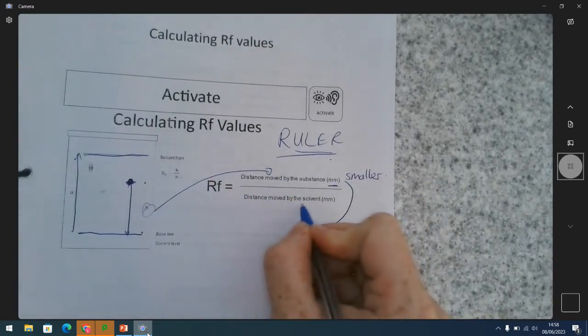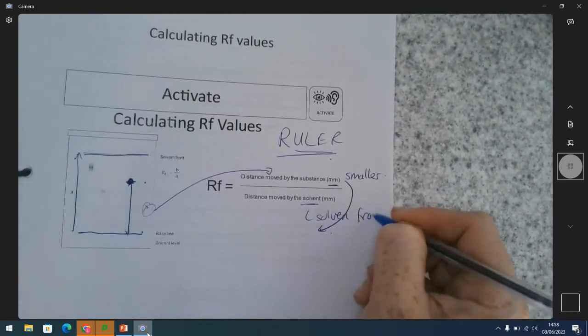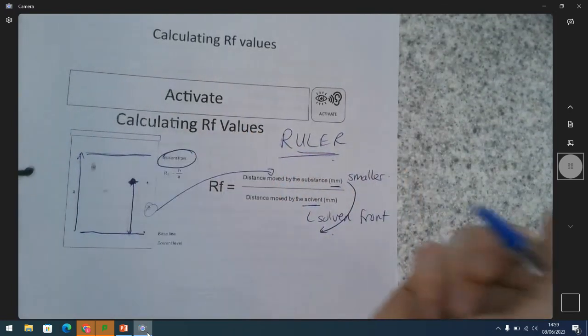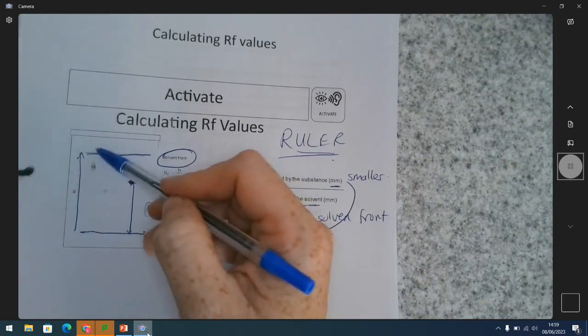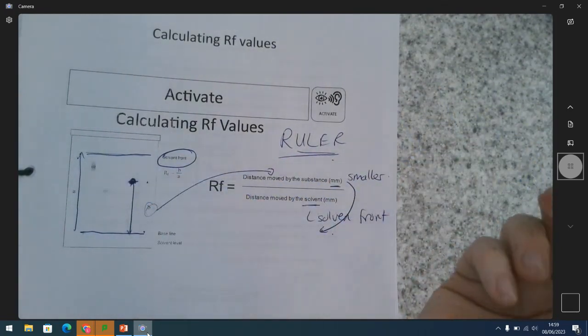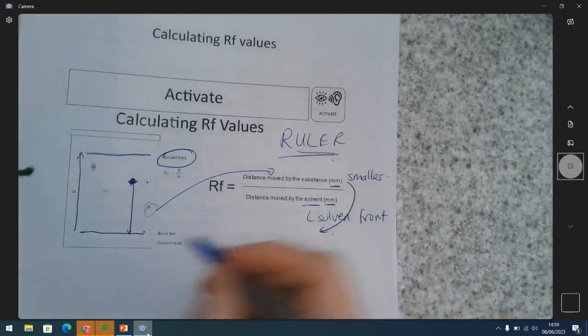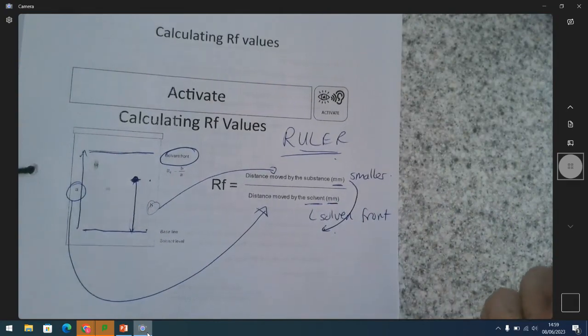The distance moved by the solvent, well, it's often called the solvent front, and it will always be labelled on chromatograms. So you can see my solvent front is there. So again, I'm measuring from the start line up to the solvent front using my ruler, making sure I'm in the right units there, which is millimeters. So that would be the bottom part of that equation.